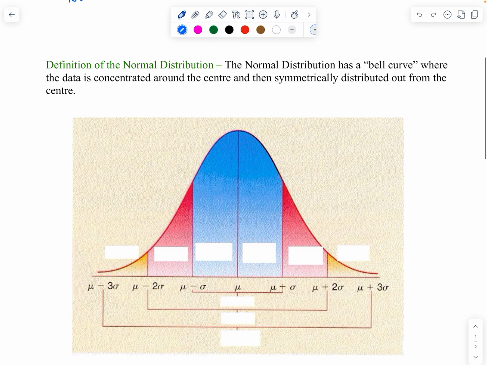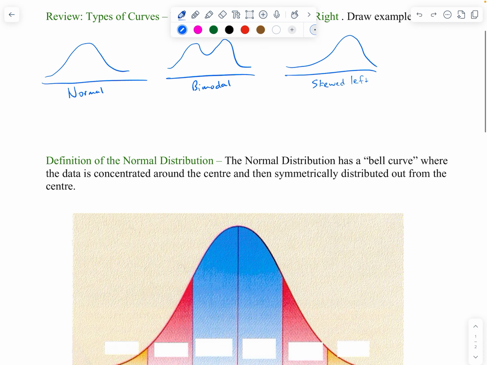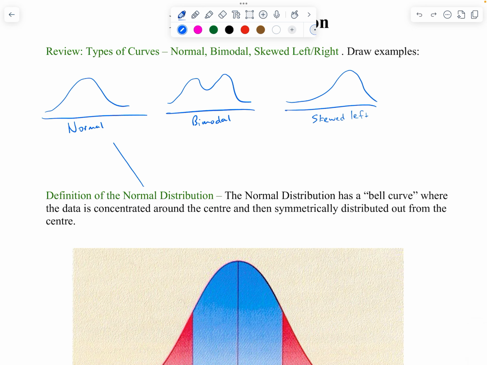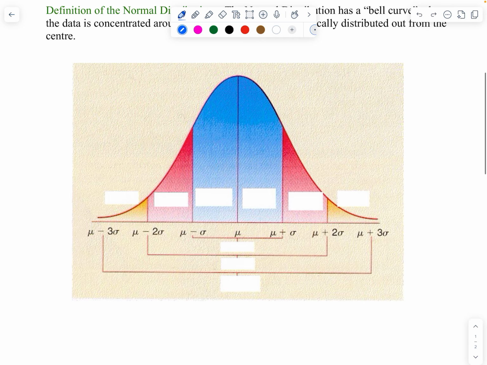Okay, the definition of a normal distribution. The normal distribution has a bell curve where the data is concentrated around the center and then symmetrically distributed out from the center. So we talk about the 68, 95, 99.7 rule. Just to tie this together, we're only looking at the normal distribution here, okay? So this is for things we expect to be normal. If this was bimodal or skewed left, none of these rules are going to apply the same way.